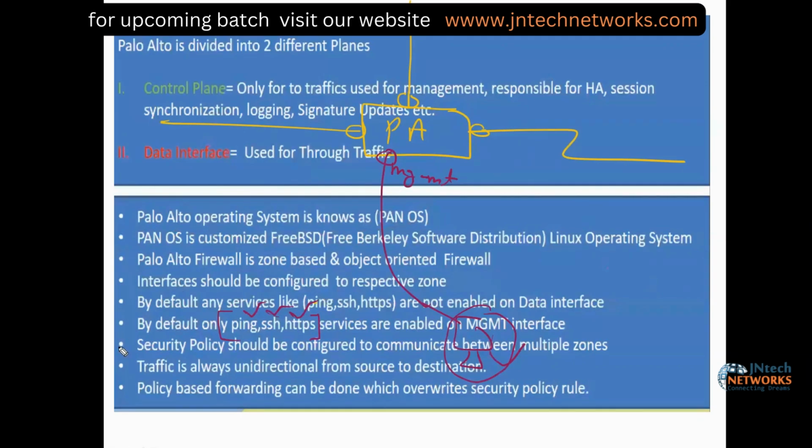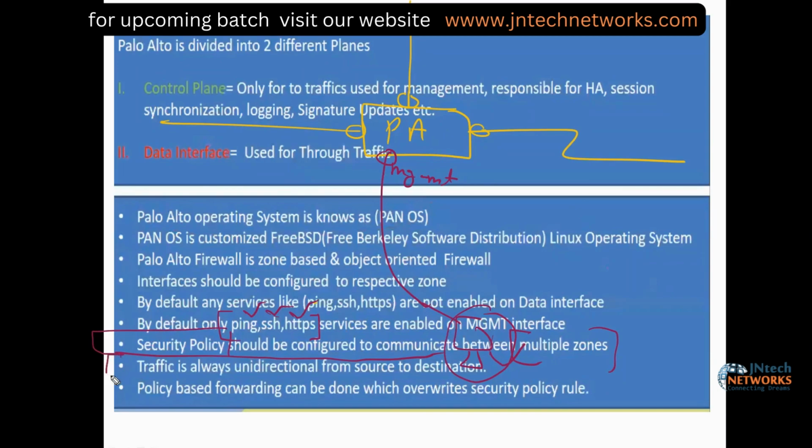Okay, a security policy should be configured to communicate between multiple zones. So Palo Alto is a zone-based firewall device. To allow traffic from one zone to another zone, you need to create a security policy here. So here we have a firewall security policy, or in Fortinet, you can say firewall policy. In Cisco, you can say the ACL concept.